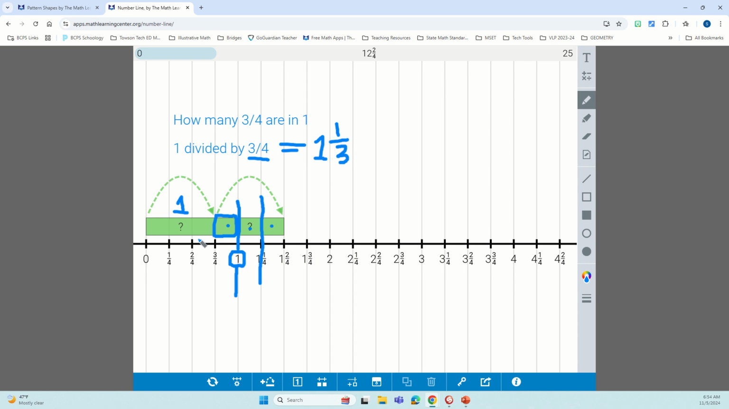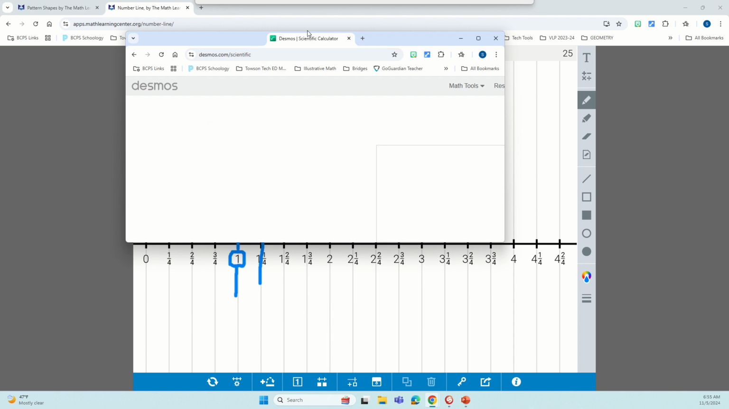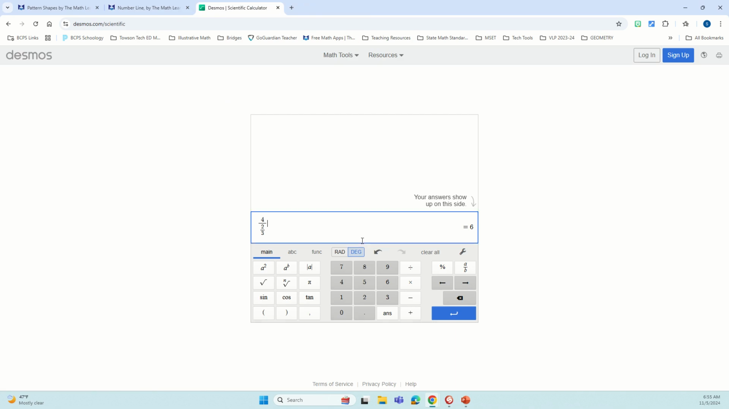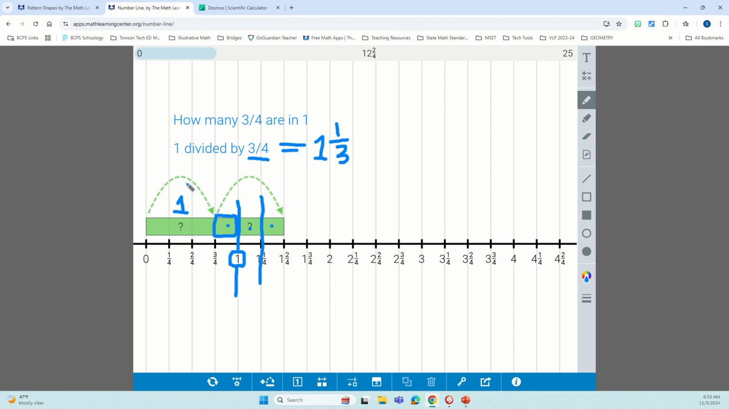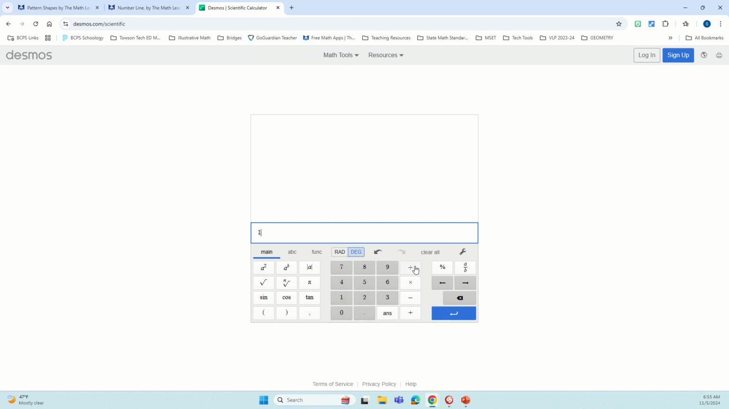So sometimes it's helpful to use this number line to help understand what the remainder is. So I'm going to show this to you one more time, but I'm going to use a different number. Okay, so 1 divided by 3/4 is 1 1/3. Now, I am totally fine with the students checking with calculators. I would prefer that they not use a calculator, but I want to show how we can check our work. Okay, 1 divided by 3/4. So I'm going to put 1 in here and I'm going to divide it by 3/4.